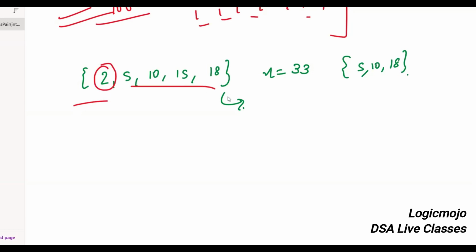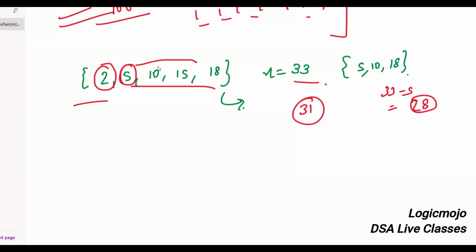We fix the first index, what will happen? This 33 will come back to 31. Now we are seeing if there is a pair whose sum is equal to 31 or not. So in this we will not find anything. Let's take some other example. Let's fix this 5. And now for this 5, let's see, is there any other pair whose sum is equal to 33 minus 5, which is 28. In that case, you will see, yes, there is a pair, and that pair is 18 and 10. So this is the idea. What is the idea? Fix one number and then apply the pair approach. What is the pair approach? 2 pointers.